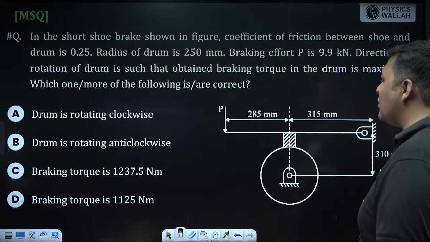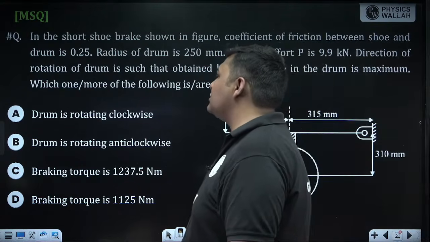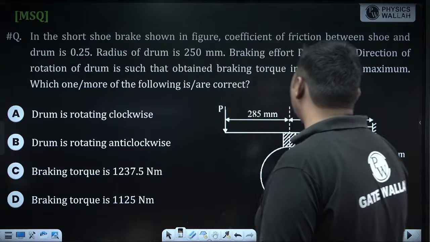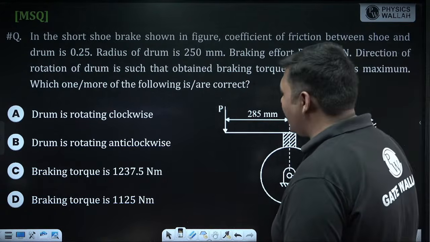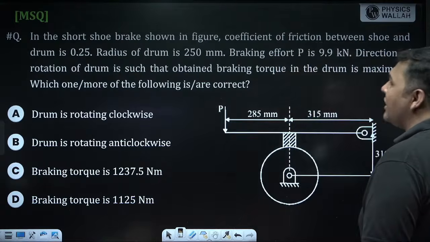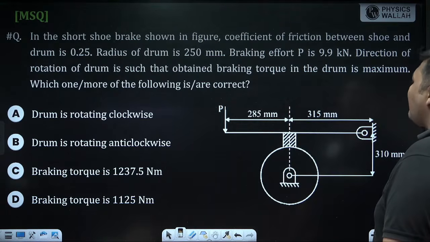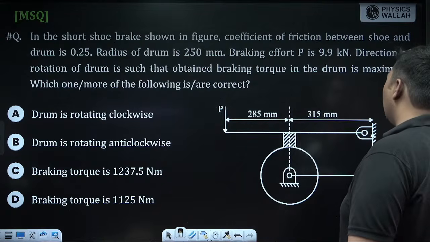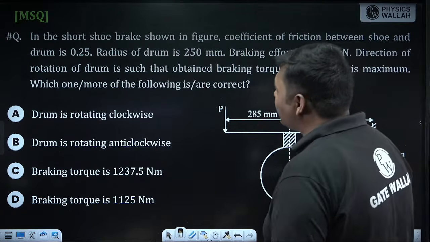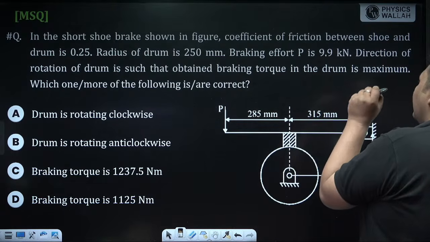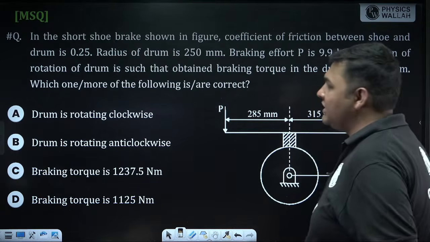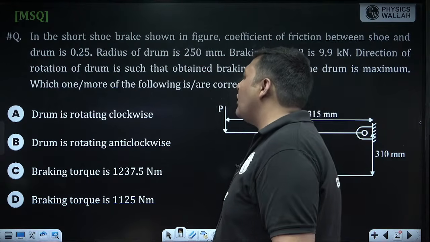This is an MSQ, and it is a very good question. In the short shoe brake shown in the figure, the coefficient of friction between shoe and drum is 0.25. Radius of drum is 250 mm. Braking effort P is 9.9 kilonewton. The direction of rotation of the drum is such that the obtained braking torque in the drum is maximum. This is a very important line. Then which one or more of the following options is or are correct?